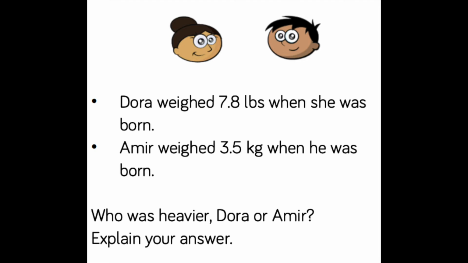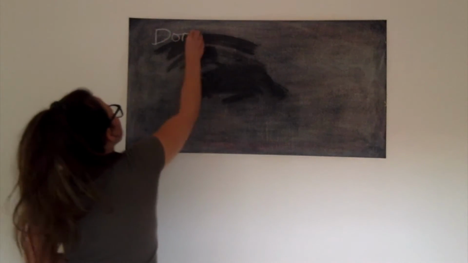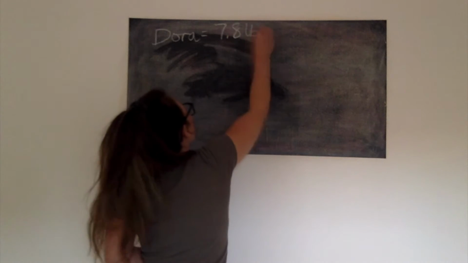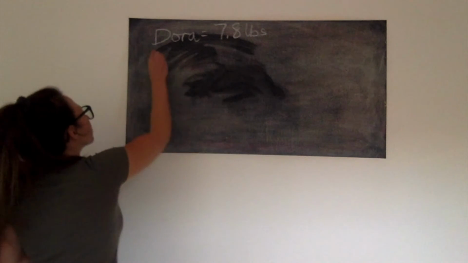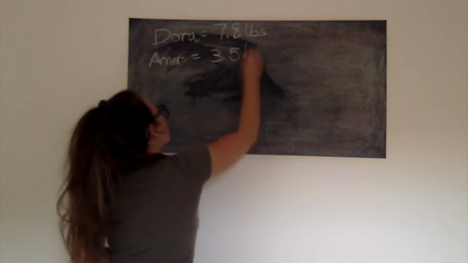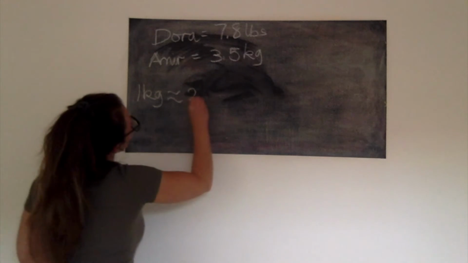Now I'm going to go through yesterday's challenge. So we had Dora and Amia, and we had to find out who was heavier. So Dora weighed 7.8 pounds and Amia weighed 3.5 kilograms. So to start off with, we need to make sure that they are both in the same unit of measure. Now on Friday we learnt that 1 kilogram is roughly the same as 2.2 pounds.